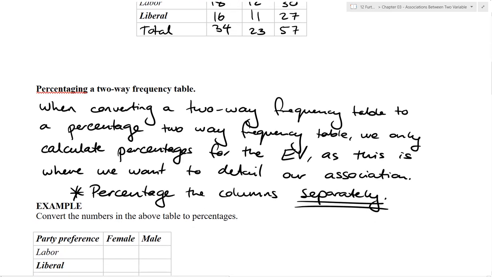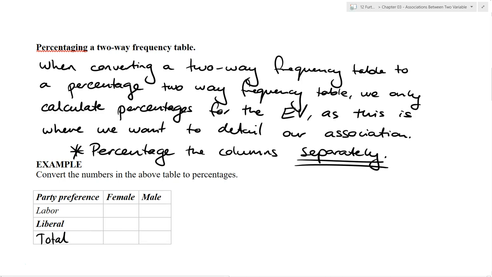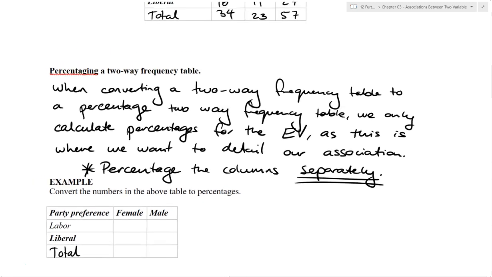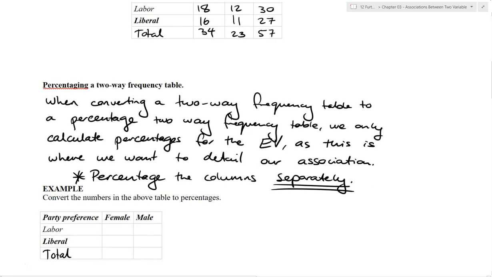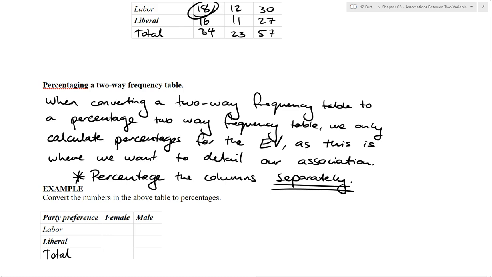So when you look at your table, you notice that last column is gone. We're only working down. And that means when you're calculating for females, you're actually calculating 18 out of 34. That's what's going to go in here. 18 out of 34, because we only want to know the percentage of females who voted for Labour. 18 out of 34 is what's going to go in the first one.